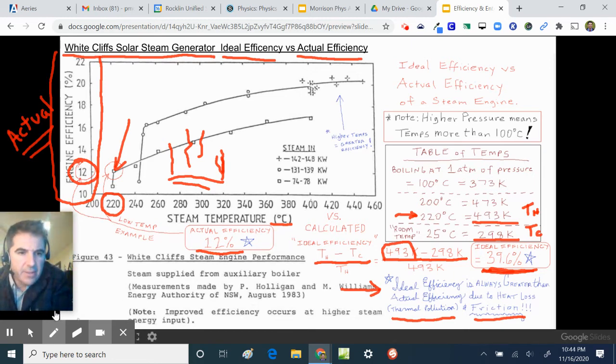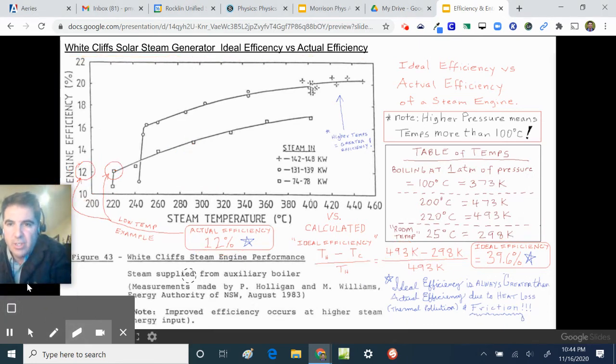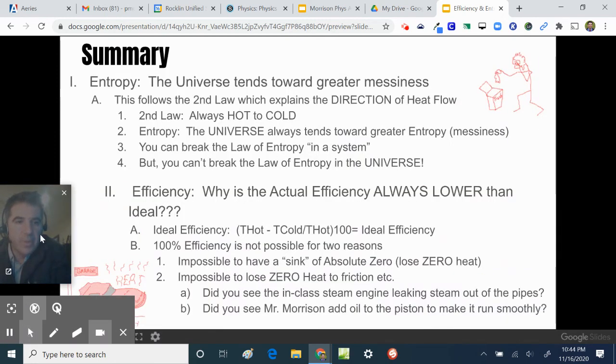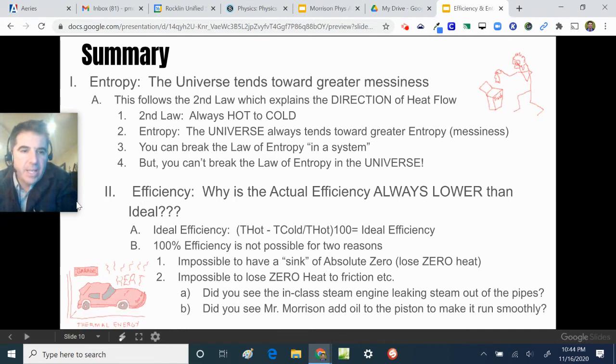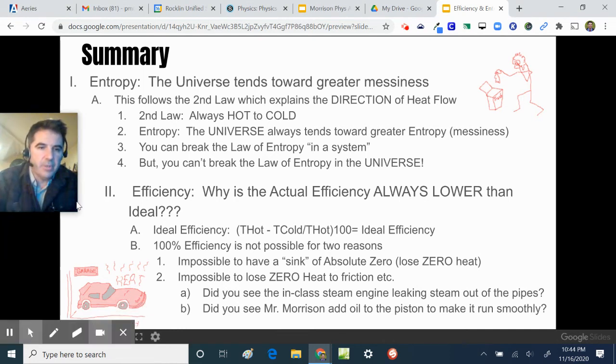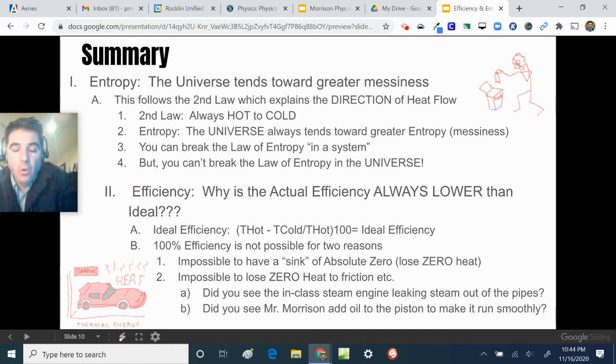Okay, so that leads us to the next item, which is our summary. Here's our little summary. It says efficiency. Why is the actual efficiency always lower than ideal efficiency? Ideal efficiency, this is our equation: the hot side minus the cold side, divided by the hot side, times 100 will give you your ideal efficiency. 100% efficiency is not possible for two reasons.